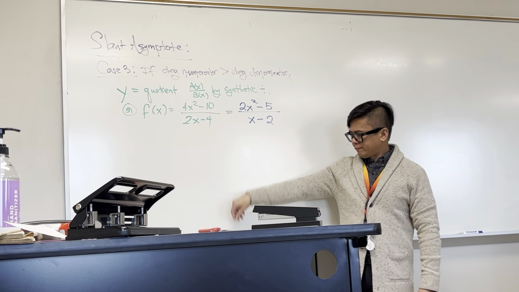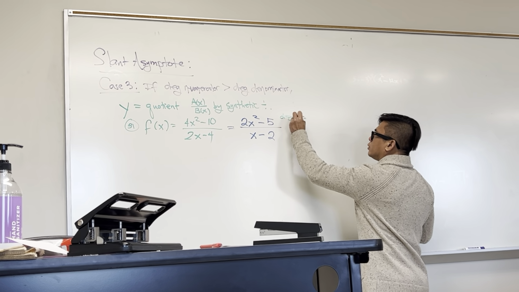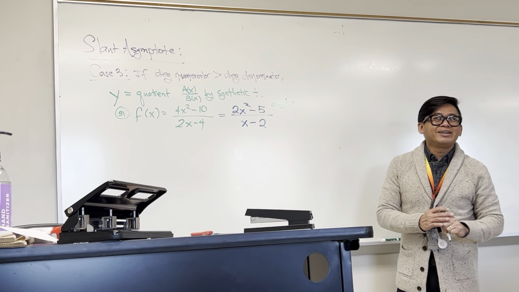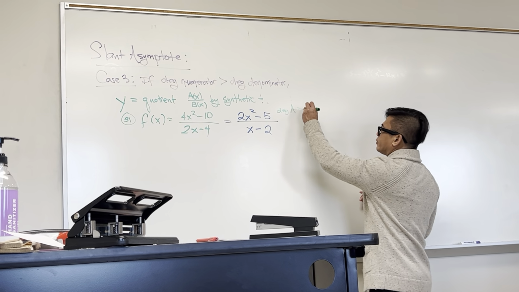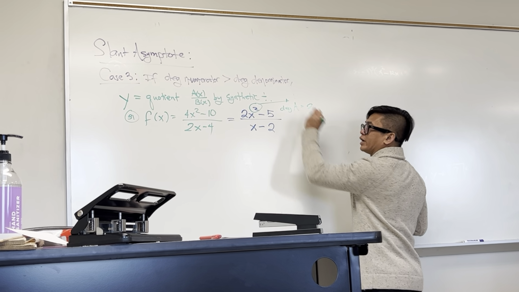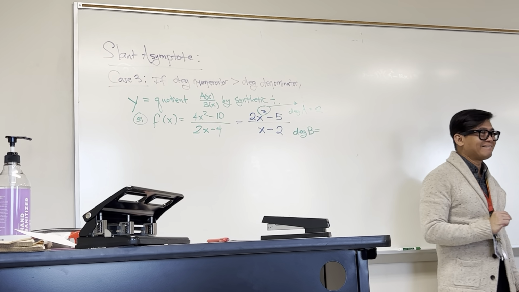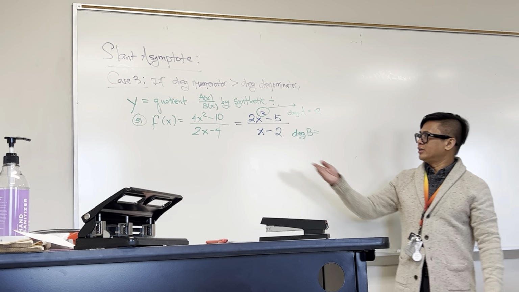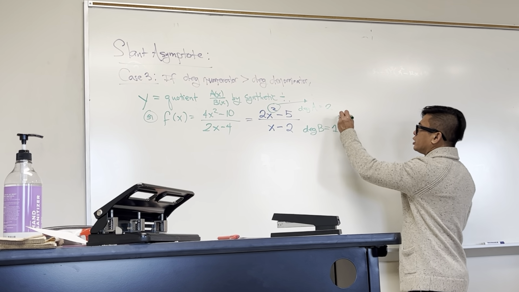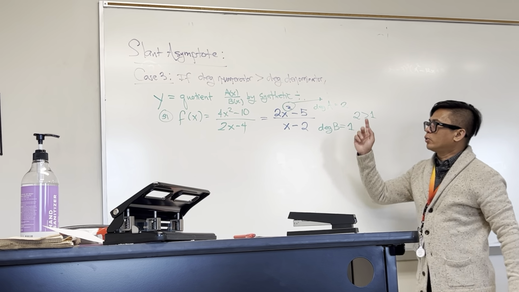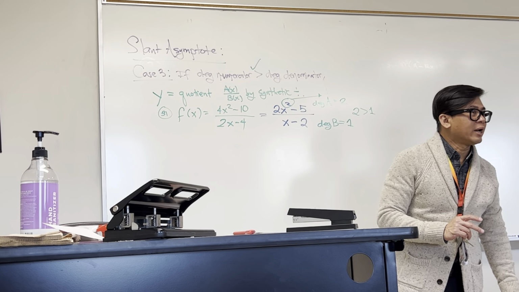What's the degree of the numerator? 2, very good. What's the degree of our denominator? 1, very good. That means 2 is greater than 1, so yes, it's case number 3. Are we good? Good.